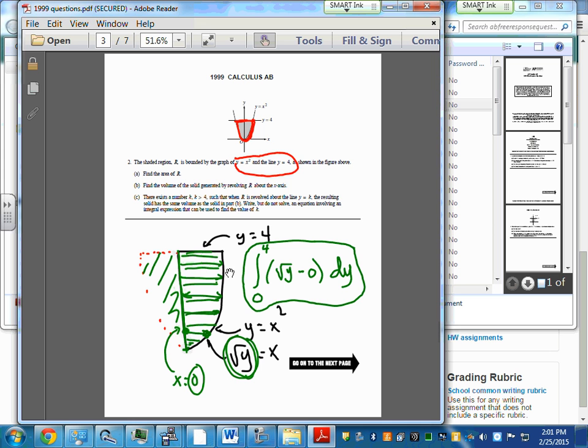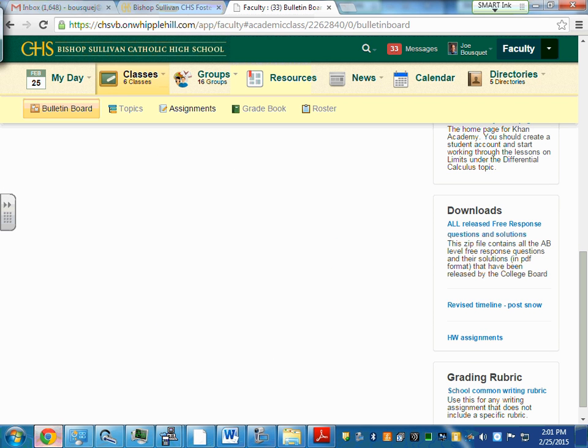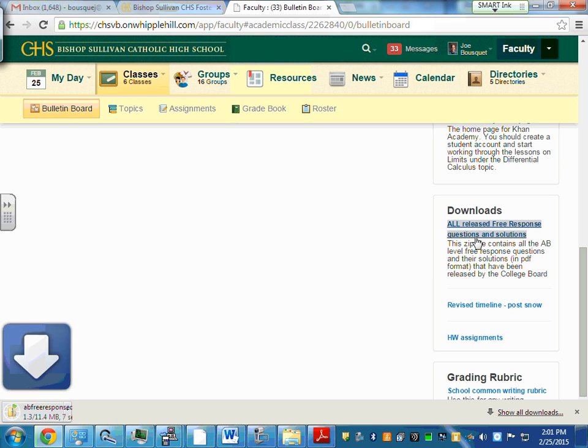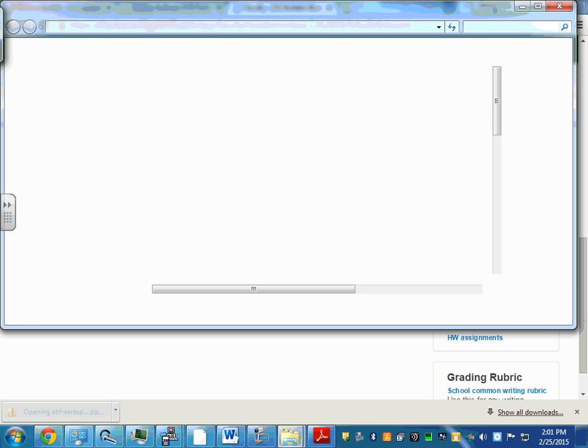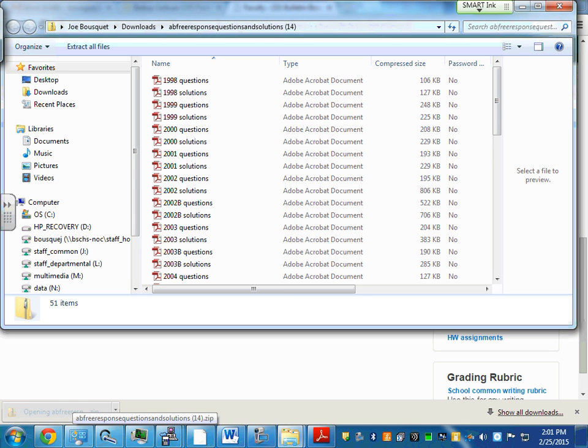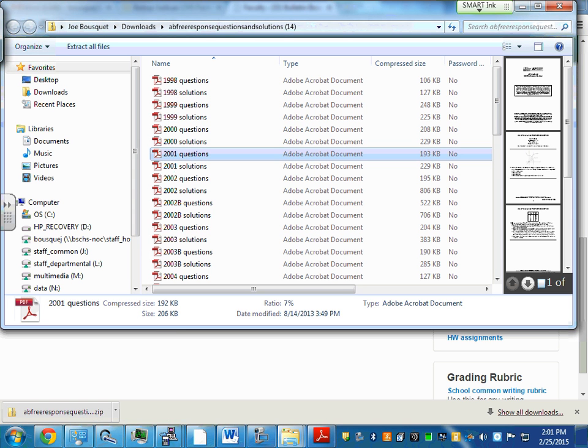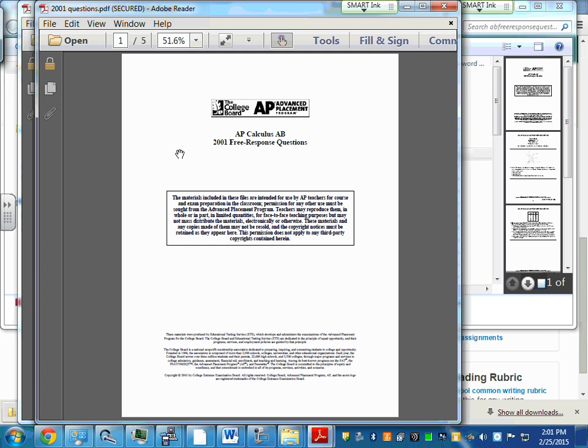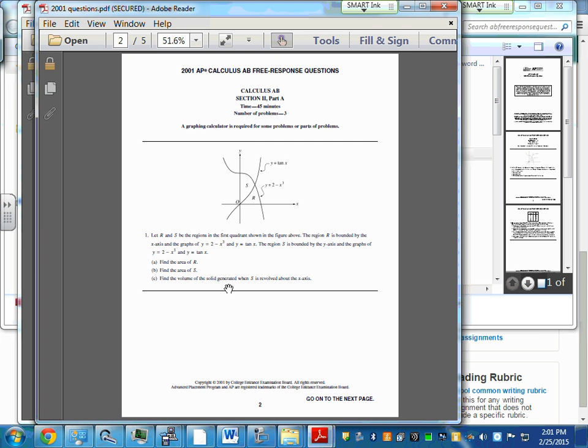Either way. Let's go back to the free response questions again. I want to try to find one that's going to be better served by integrating with respect to y. So here's 2001. I'll just take a glance at this area problem. Okay, let's see. R and S. Ooh, class is almost over. Okay, so find the area of R.